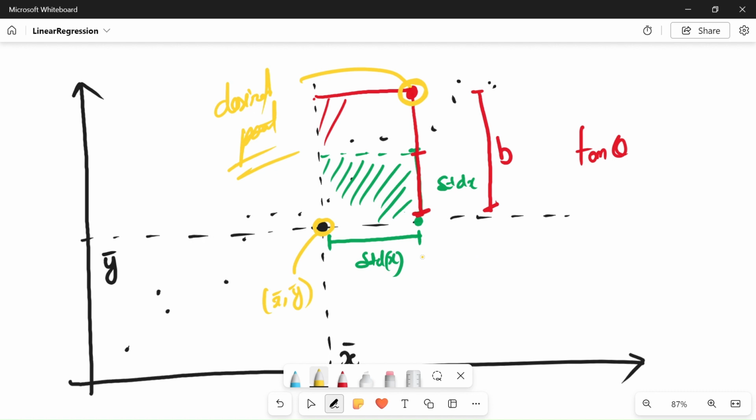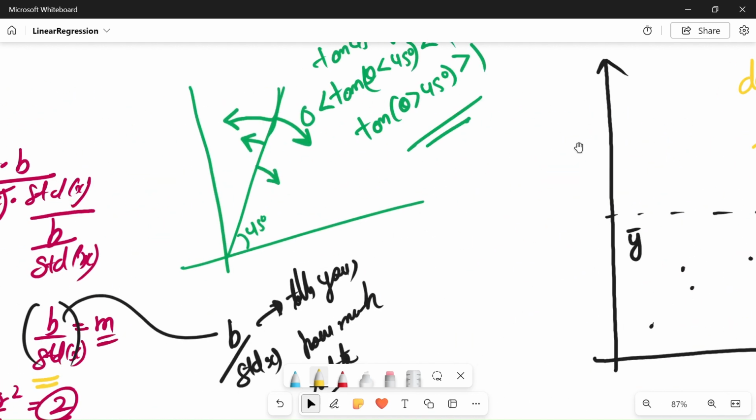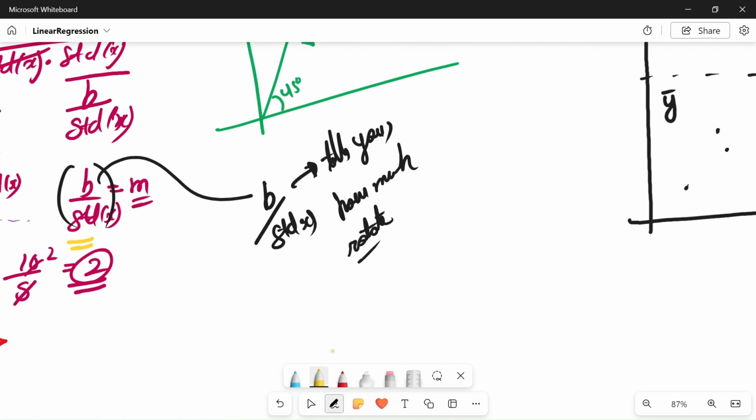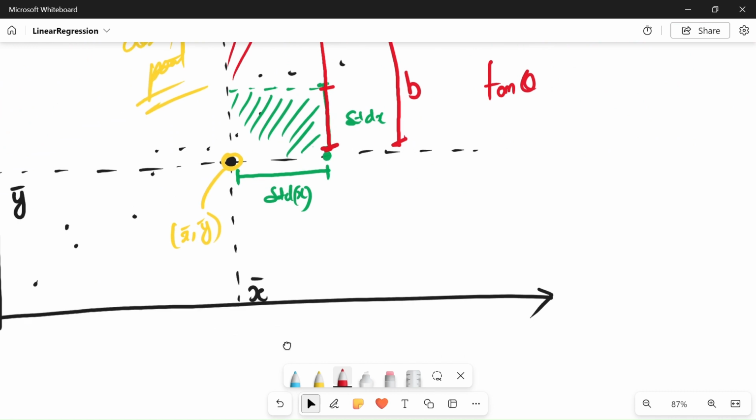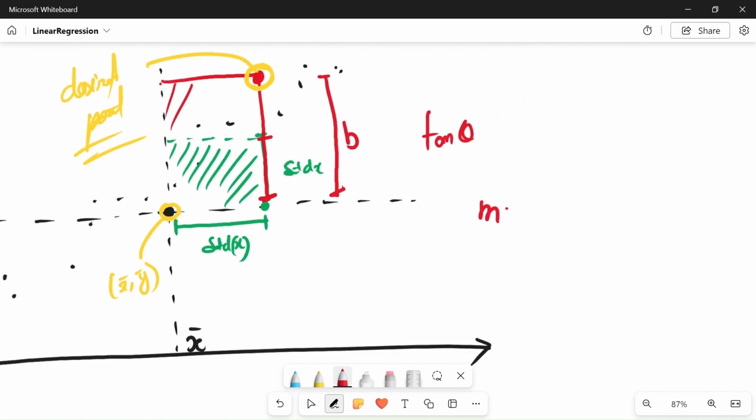And the equation that we got after doing all of our manipulation was b upon standard deviation of x. So this is the equation that we got, and I'm claiming that m is equal to b upon standard deviation of x, giving you the slope. This is our second required point, right? We need 2 points to uniquely identify a line. We had one, and now we have another. So let's find the slope.